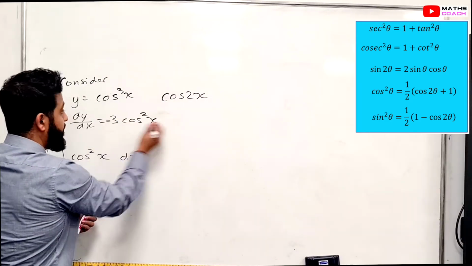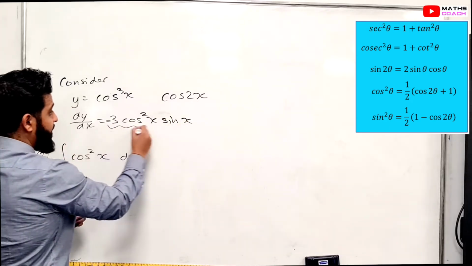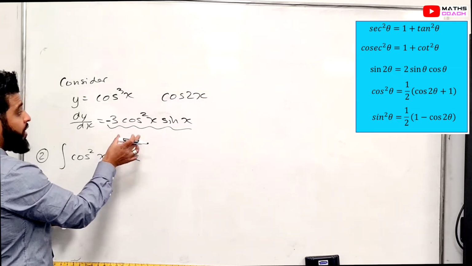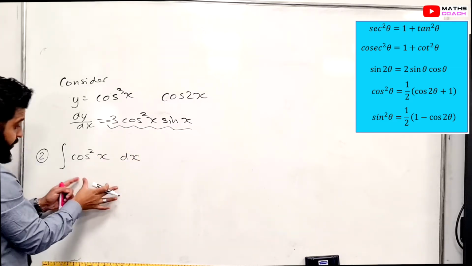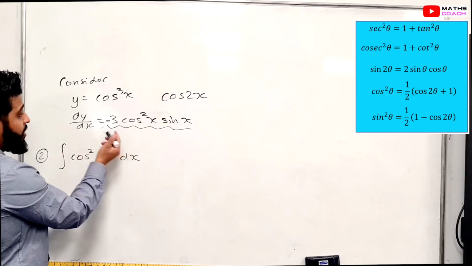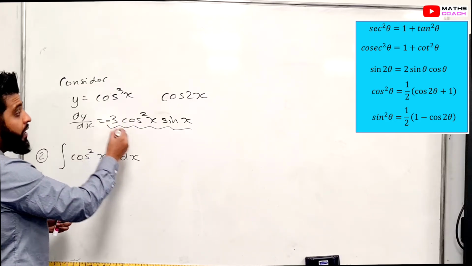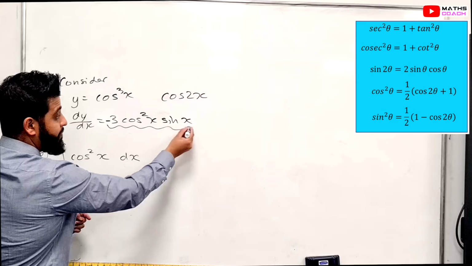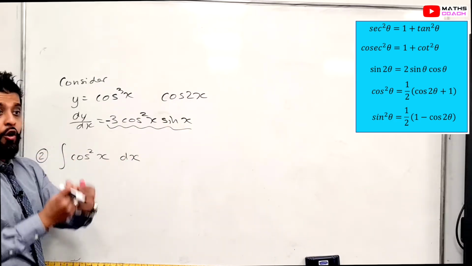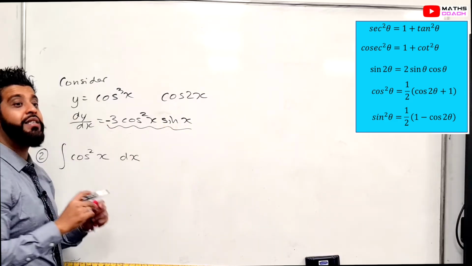Minus sine x, right? But the issue that we have here is we've got all of this. If we were to do the integration of this, you might say, well, get rid of it by dividing by minus 3 here, and get rid of it by dividing by sin x. But we can only manipulate or adjust by constants and not variables. Sin x is a variable.